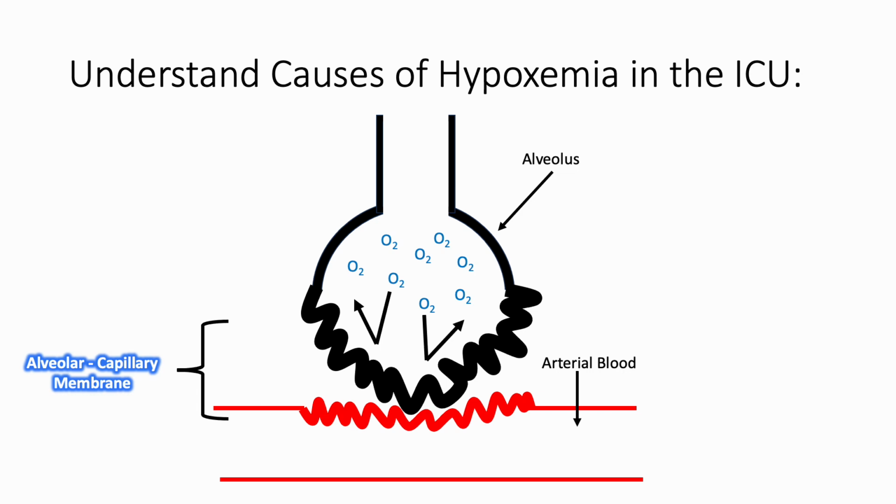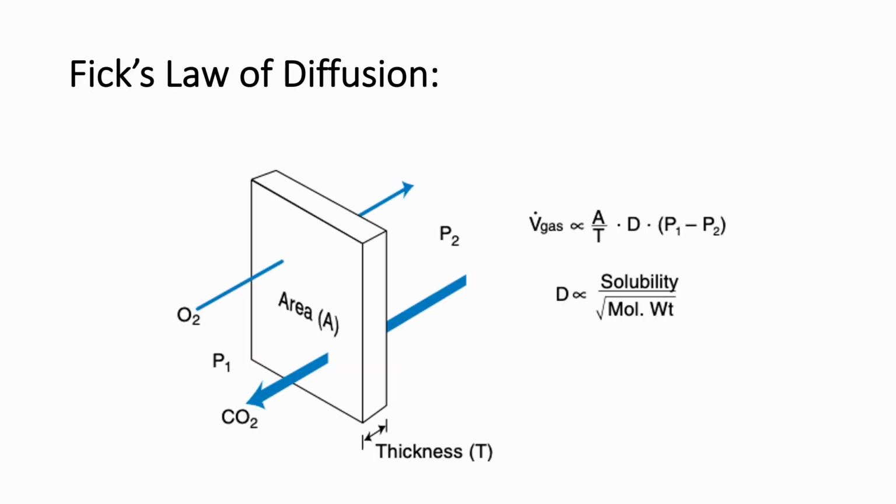To understand how inflammation or even fluid in this area can impact oxygen diffusion, we can briefly look at Fick's law that describes diffusion. As we have discussed previously, diffusion of oxygen is dependent on the concentration gradient of oxygen across the alveolar capillary membrane. That is the partial pressure of oxygen in the alveoli, which is the variable P1 here, versus the partial pressure of oxygen on the other side of the membrane in the blood, represented with the variable P2. Manipulation of these partial pressures will be discussed shortly.